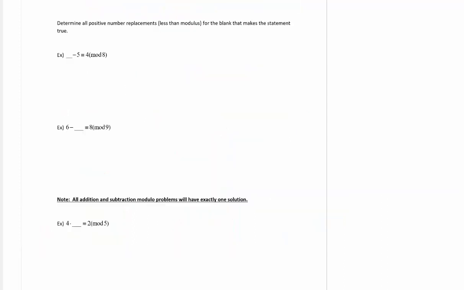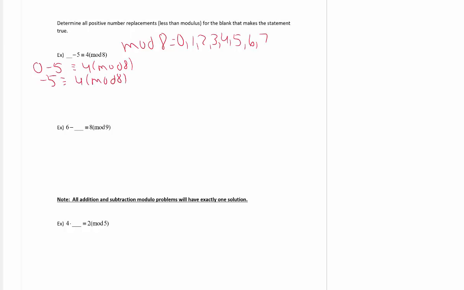Okay, let's take a look at the next example then. So now we're going to start with doing some of the subtraction problems for this. So it's mod 8. So the only values in mod 8 are going to be 0 through 7. Okay. All right, let's start with 0. So 0 minus 5. Well, 0 minus 5, that's negative 5. Problem is negative 5 is not there, so I would add 8. That's going to be 3, and that is not equal to the 4, so 0 doesn't work.